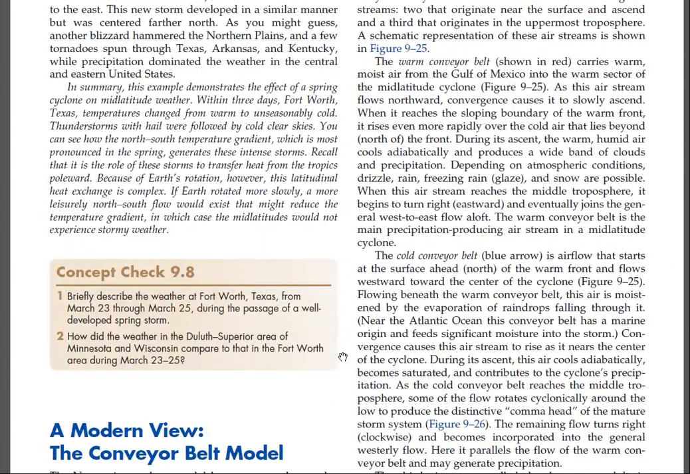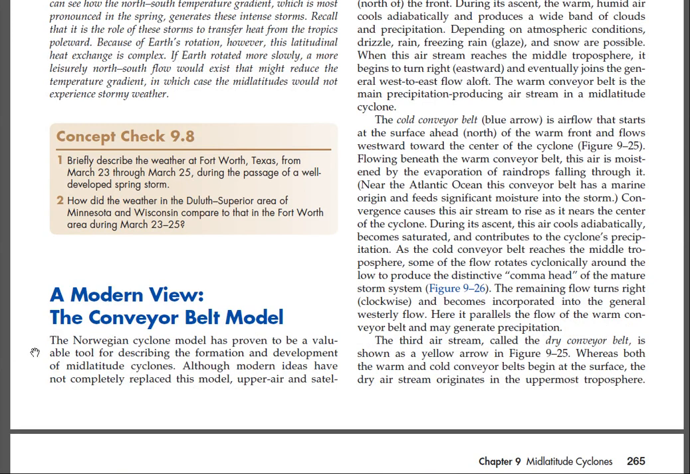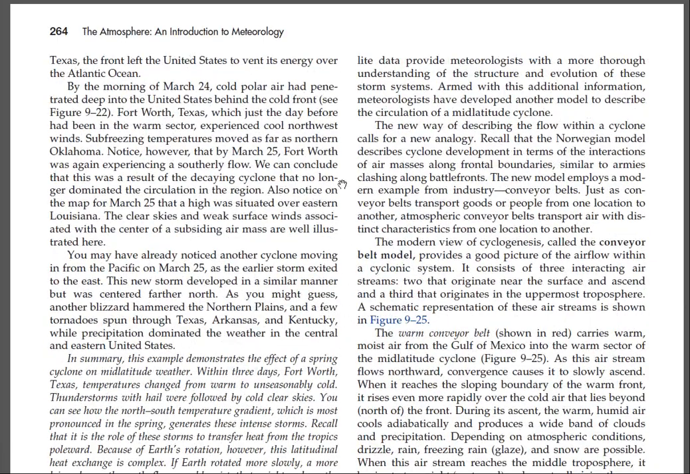A modern view, the conveyor belt model. The Norwegian cyclone model has proven to be a valuable tool for describing the formation and development of mid-latitude cyclones. Although modern ideas have not completely replaced this model, upper air and satellite data provide meteorologists with a more thorough understanding of the structure and evolution of these storm systems. Armed with this additional information, meteorologists have developed another model to describe the circulation of a mid-latitude cyclone. The new way of describing the flow within a cyclone calls for a new analogy.